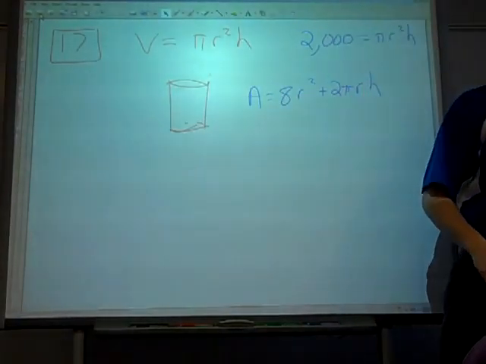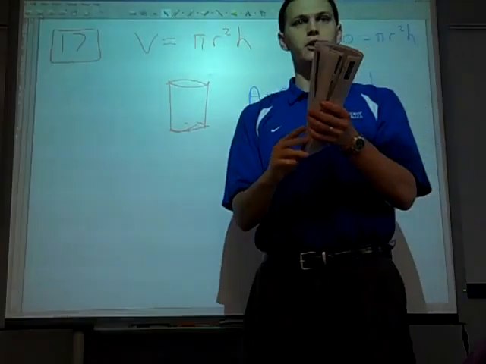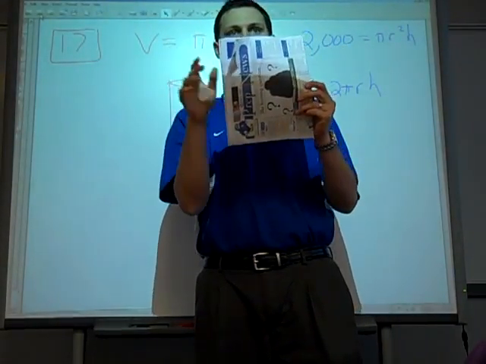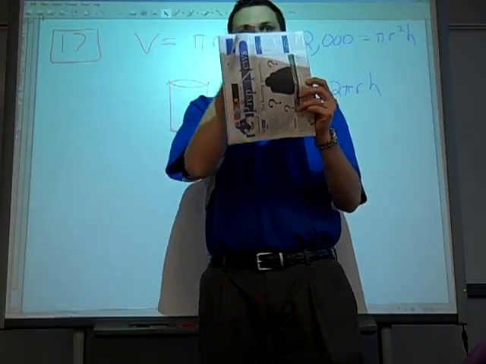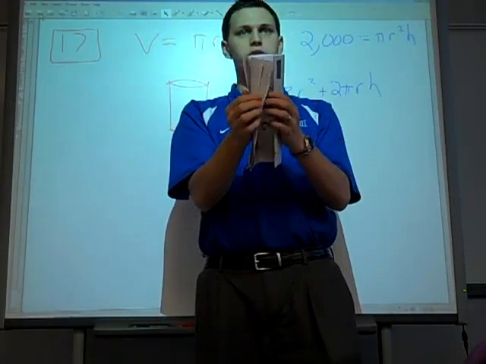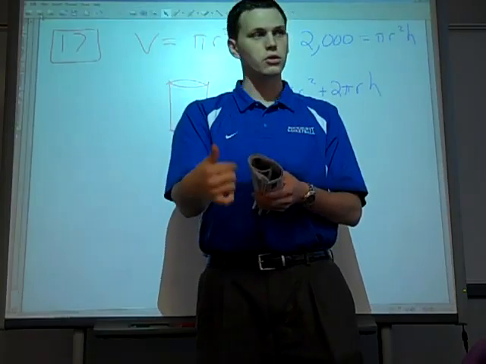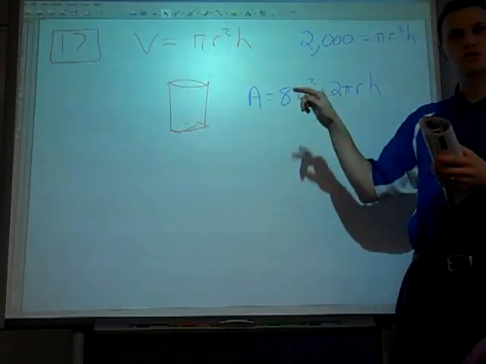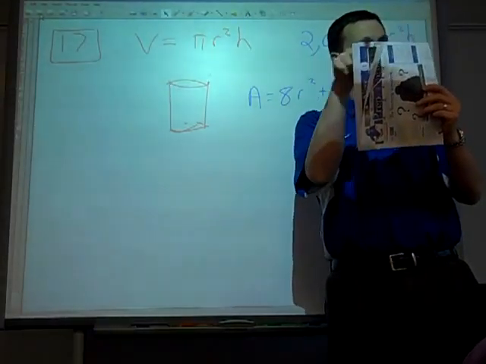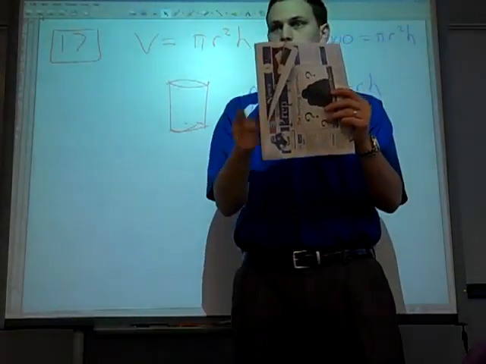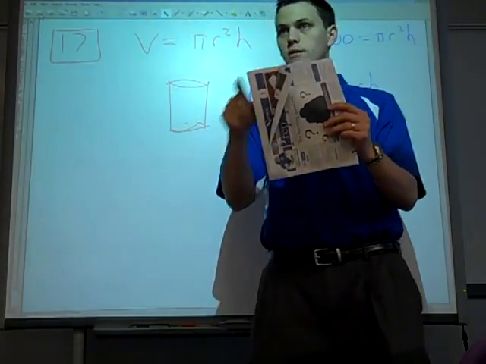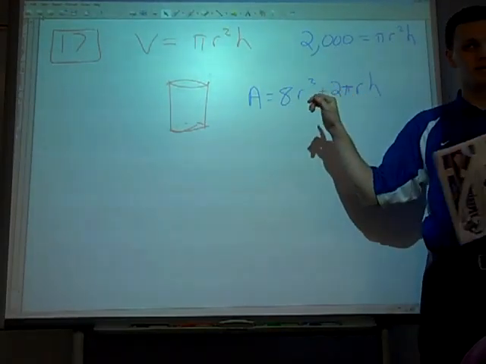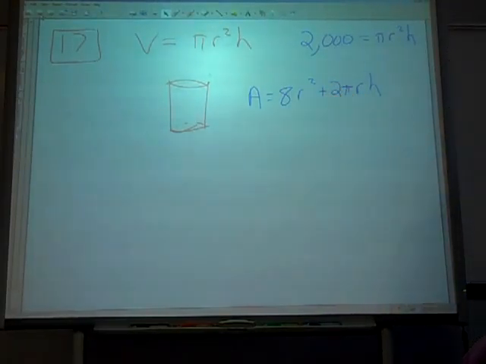So 8r squared is the area on the top of that, and 2 pi r h, that's your area around the cylinder. So if you had a cylinder and you cut it, you open it up, you get a rectangle. Here's your height, and this distance was the circumference of the circle, right? So that's where the 2 pi r comes from. 2 pi r is the circumference, that's this length of your rectangle, and the height is this side of the rectangle. So it's just length times width again. That's where that formula comes from. All right, does that make sense to everyone?